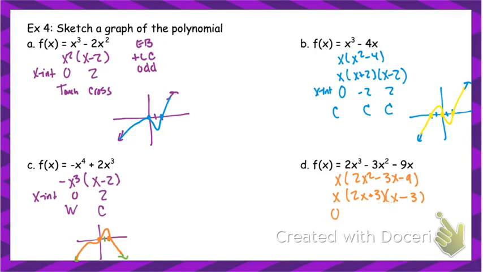Then we'll just find our zeros. Mark our x-intercepts. All of those will be crossing because they all have a multiplicity of 1. So we'll go ahead and mark 0, -1.5, and 3. This was a positive odd function. And there's my graph.